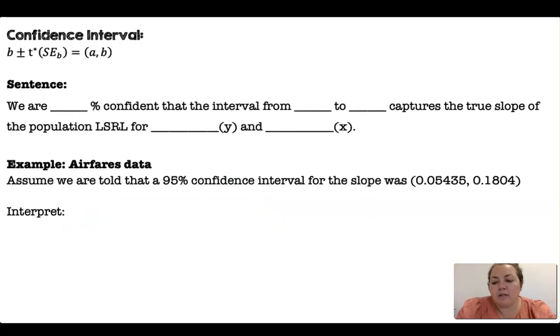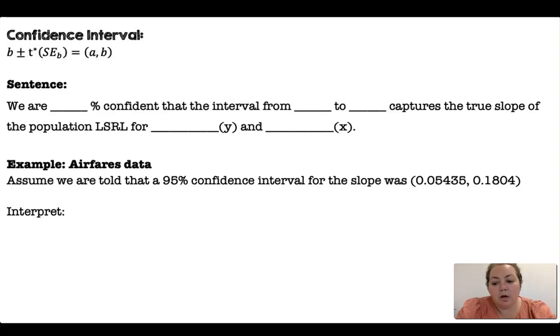All right, our confidence interval is b plus or minus t star times the standard error of our slope. So again, b is our slope. Our sentence would be, we are blank % confident that the interval from blank to blank captures the true slope of the population least squares regression line for whatever your y variable is and your x variable. Make sure you put it in context.